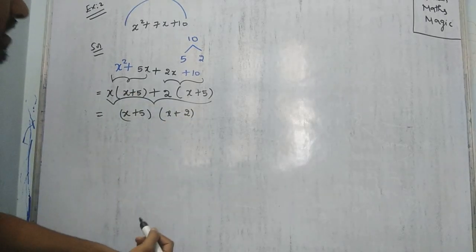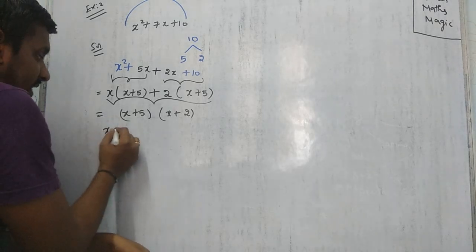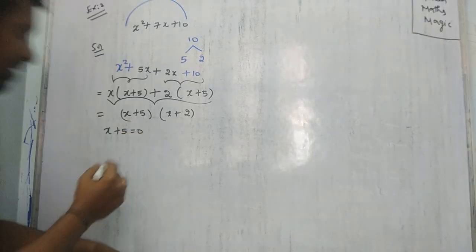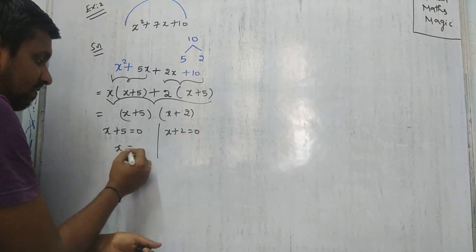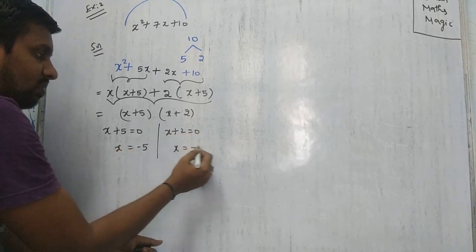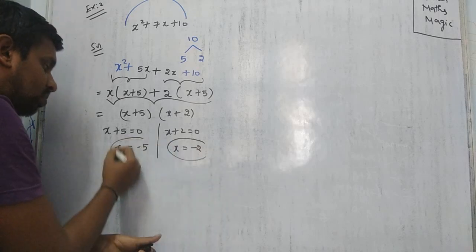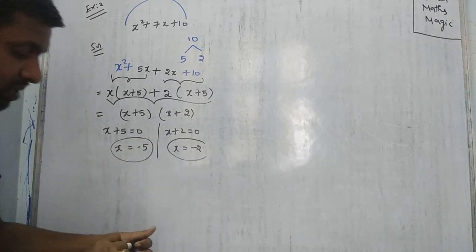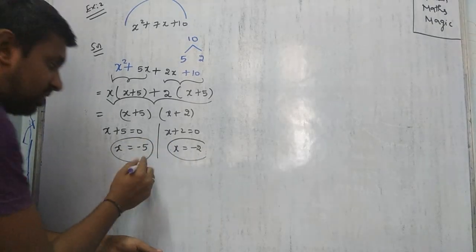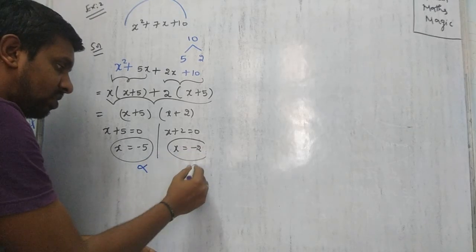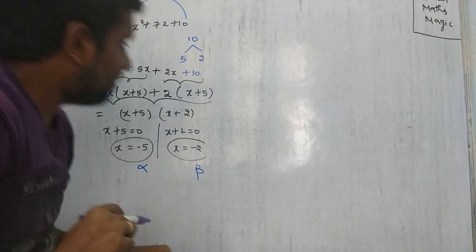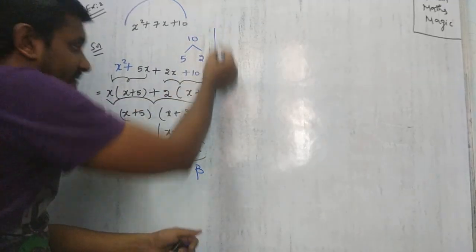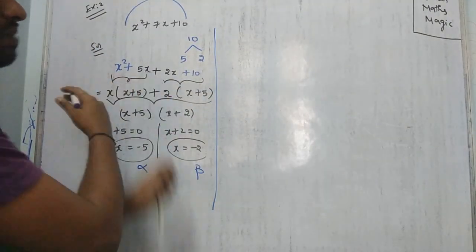Okay, so how to find the zeros? Put x plus 5 equal to 0, and then x plus 2 equal to 0. So x equal to negative 5, x equal to negative 2. So you got 2 zeros for this sum. Take the first zero, whichever you like, as alpha; the other one, zeros, factors, roots, whatever you call it, take as beta. Now therefore, finding the zeros, one part is over.